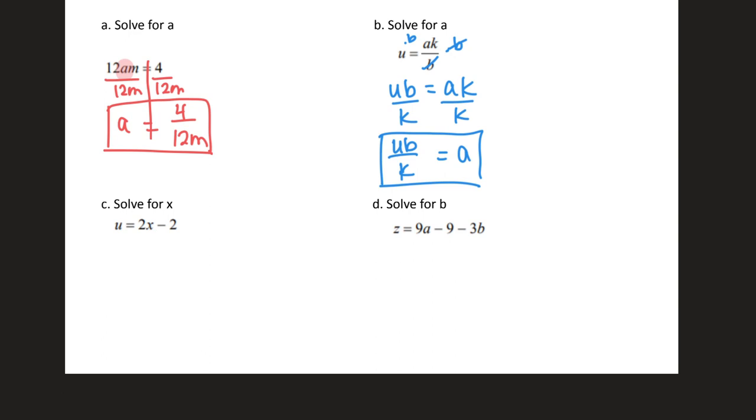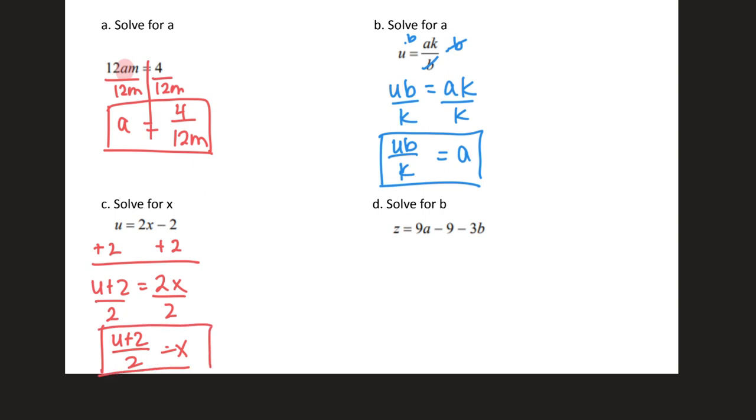C, we're solving for x, so we need to get rid of both 2's. So first I'm going to add 2 to both sides. So I have u plus 2 equals 2x. And then we need to get rid of the 2, so I'm going to divide both sides by 2. So I have x equals u plus 2 over 2.